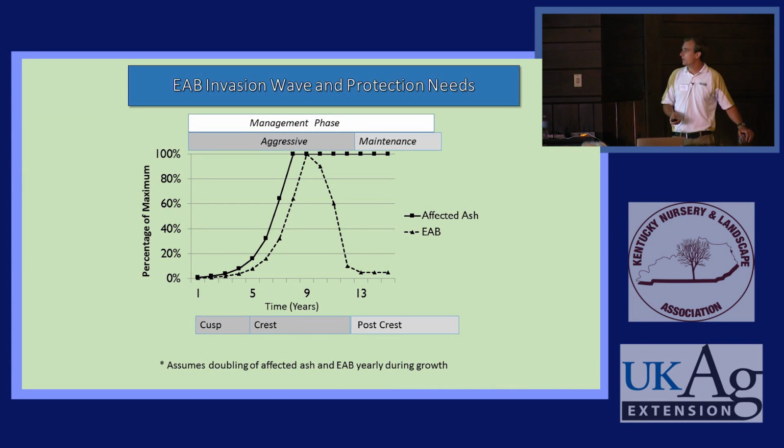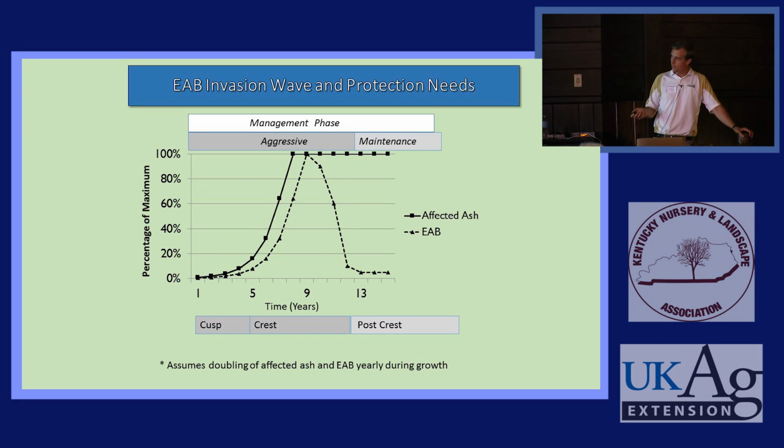So this is an invasion wave curve. It's a pretty basic model. This is the affected ash, and here's EAB right behind it. Every year we assume that once emerald ash borer is discovered in a county, the number of infected ash trees is going to double each year. And that's just a probability thing that a few scientists, like Cliff Sadoff and Deb McCauley and them, came up with.